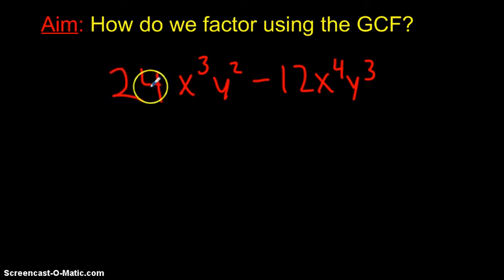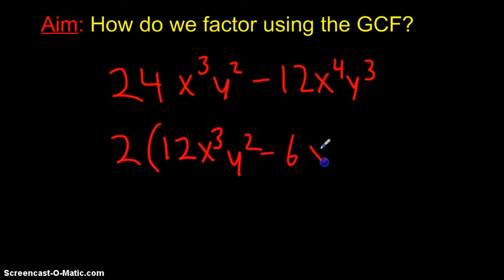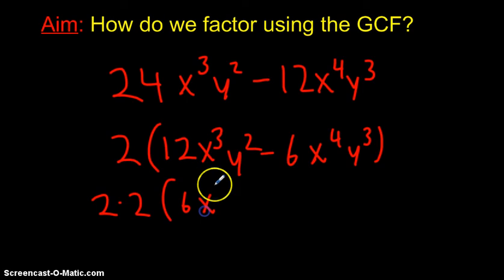The largest number that goes into 24 and 12 is 12. But let's say, for example, we accidentally only noticed that they were both divisible by 2. And we didn't take out the variables either. We get 2 times 12x to the third, y to the second, minus 6x to the fourth, y to the third. And I can distribute and check that this works. But now let's say I notice, oh, these still are divisible by 2, so I can do that again. Knowing that I can do it again tells us that this was not the GCF. So I can divide out 2 again and be left with this.